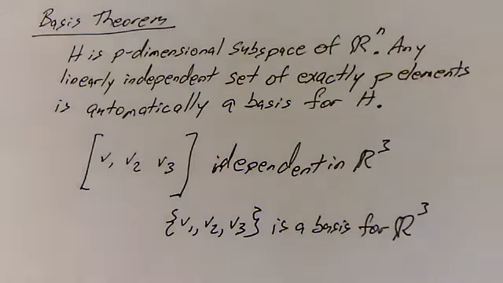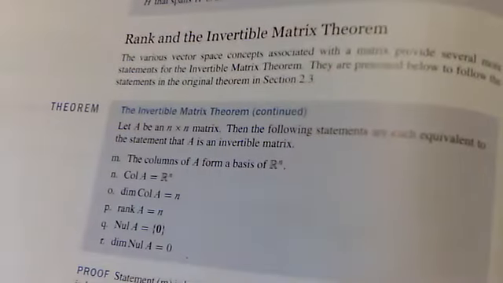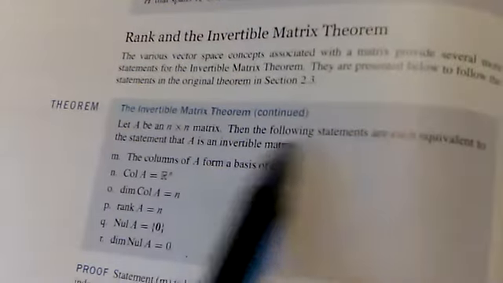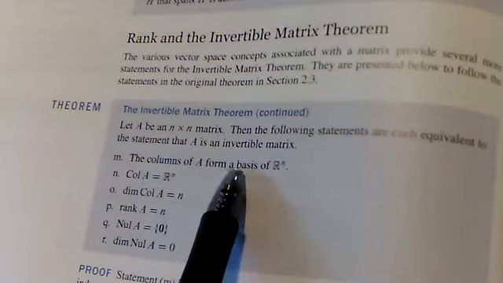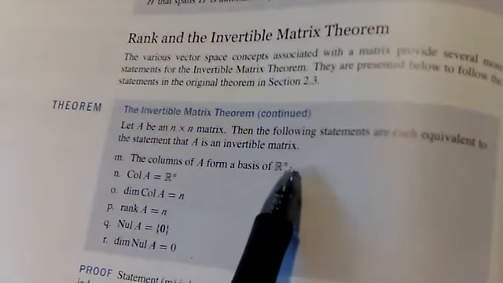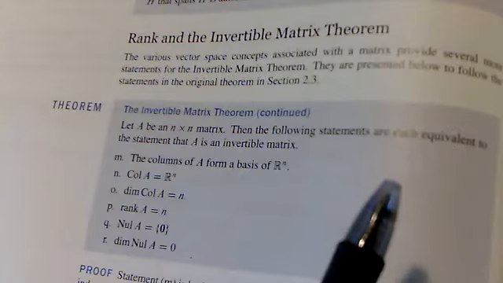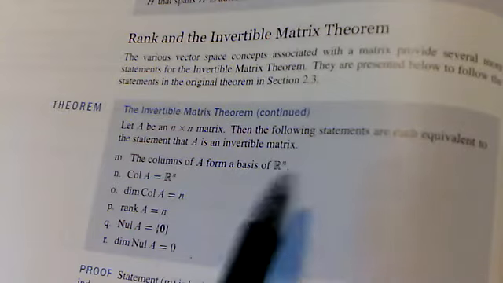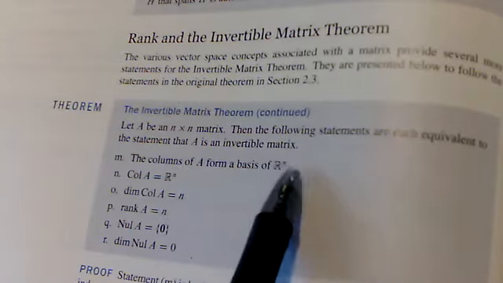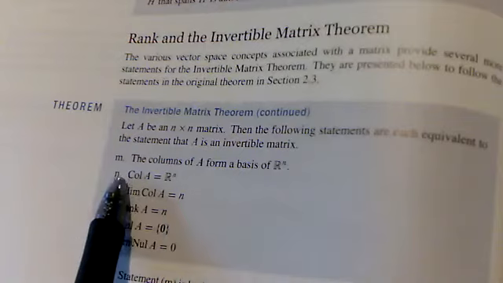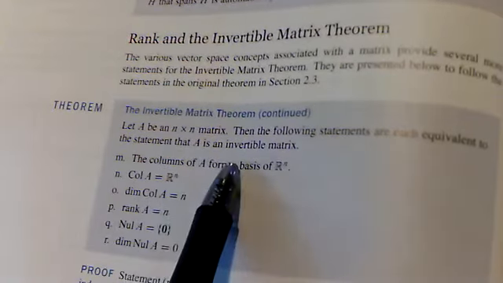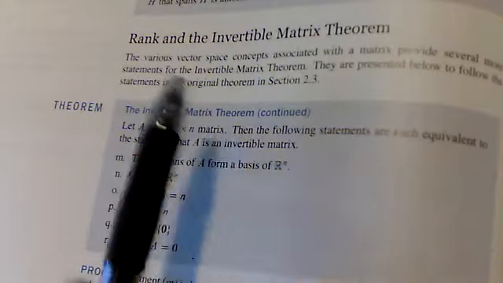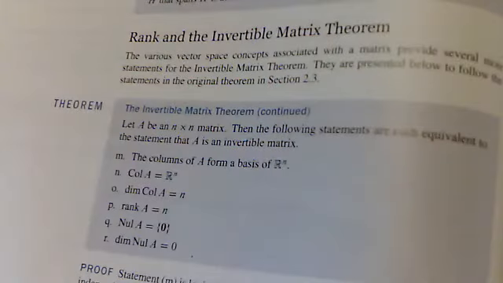So that was A through L. Our invertible matrix theorem here is going to pick up with M. These statements are equivalent, just like the others. If the columns of your matrix form a basis for Rn, in other words, they're independent, that means it's invertible. It ties it back together. Basis, independent, invertible. If the column space of A is all of Rn, that means that A is a basis, which means the vectors are independent, which means it's invertible.